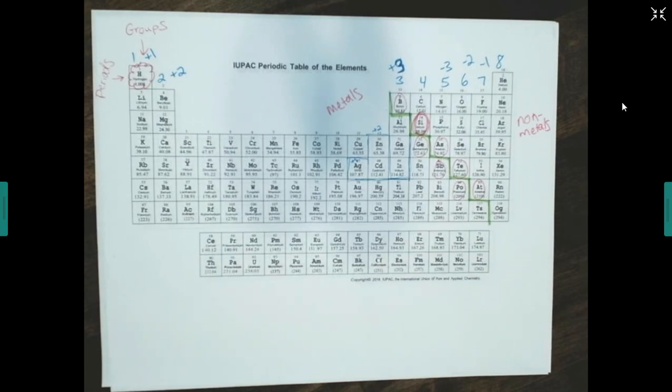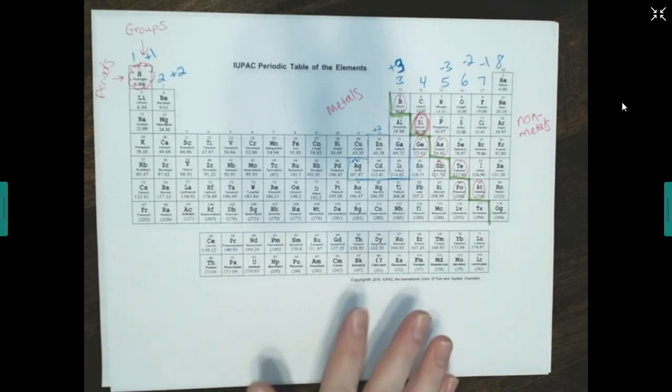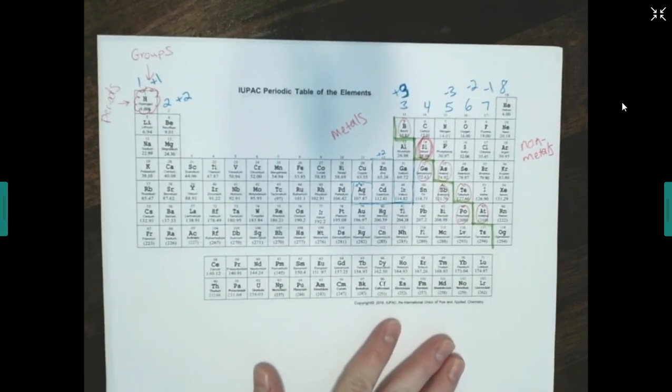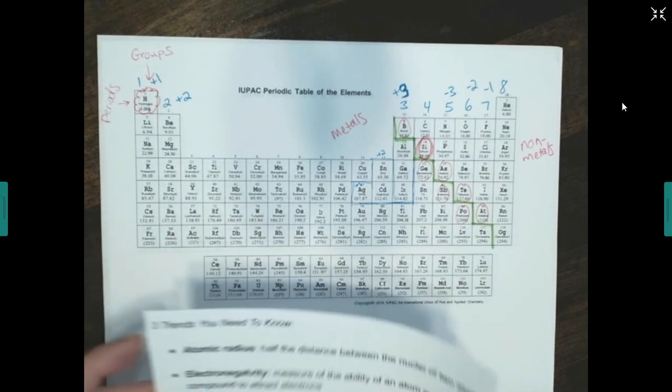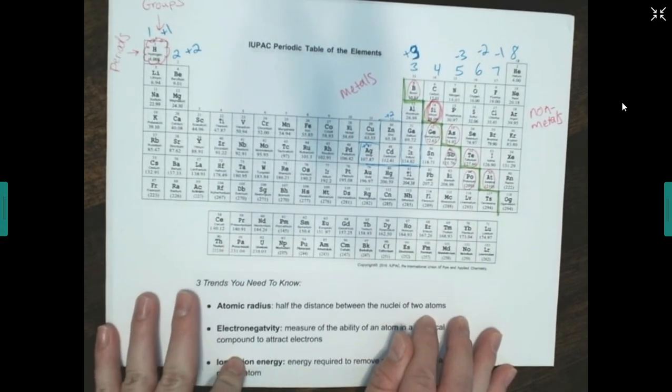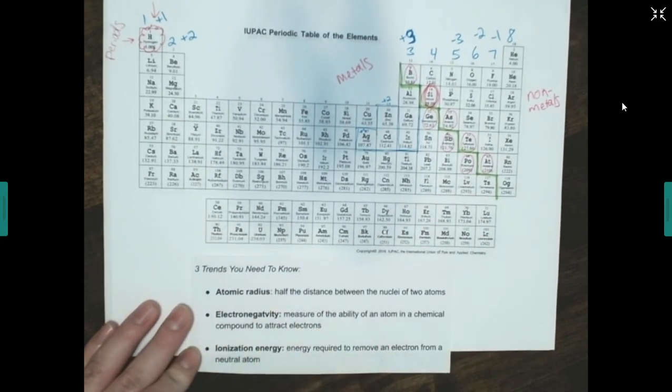The other big thing I want to talk about was periodic trends. So there are 3 big trends you need to know. Big 3: atomic radius, electronegativity, and ionization energy.